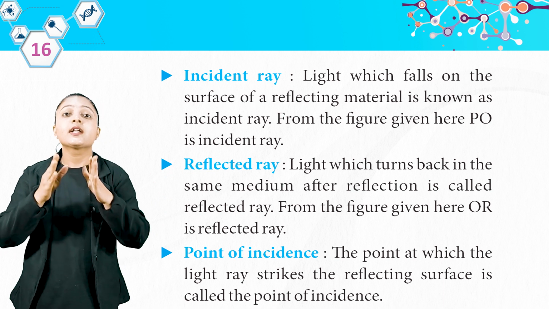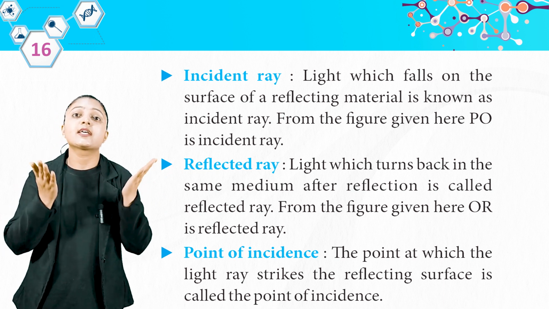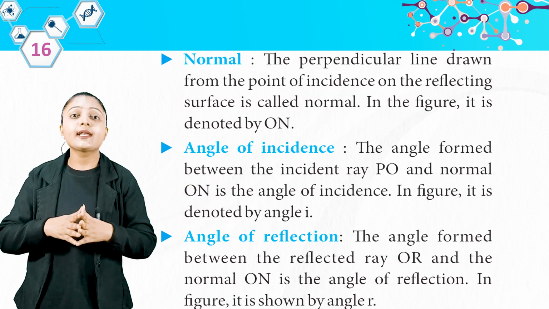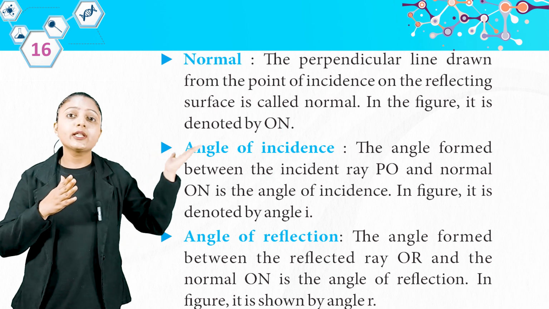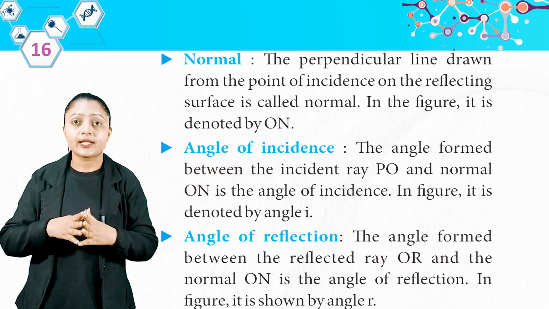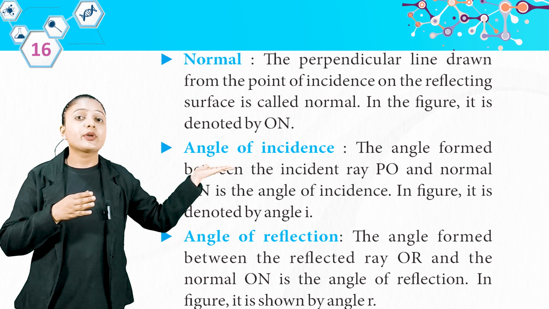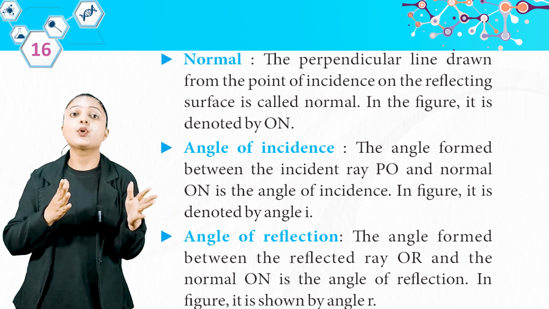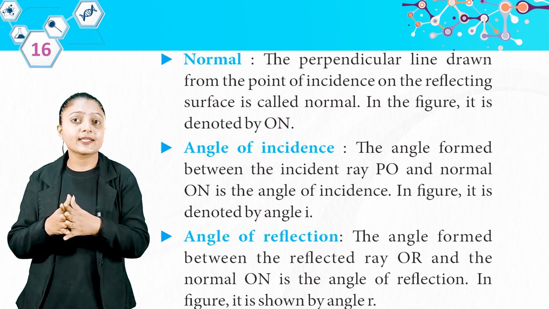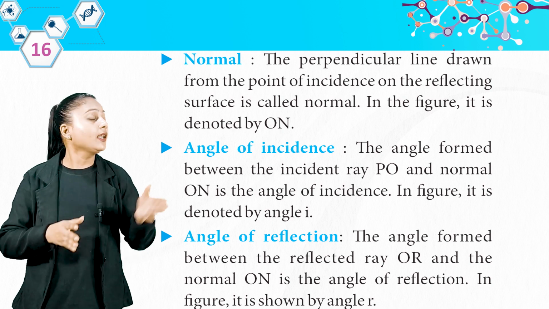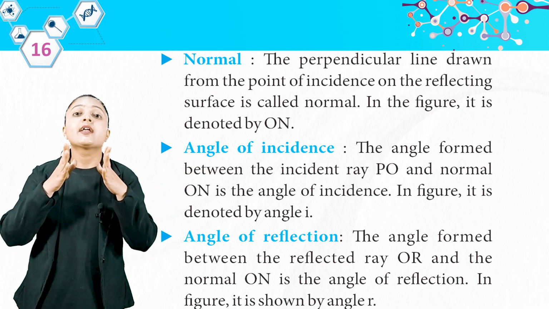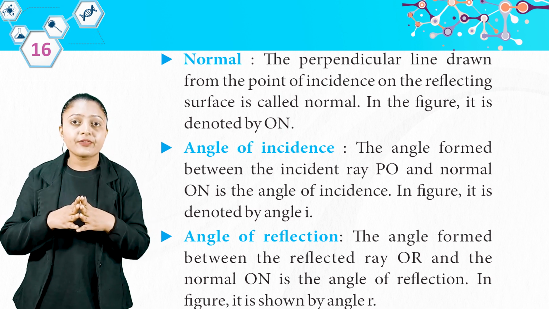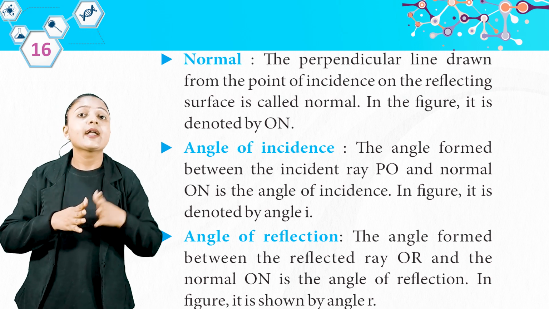Point of incidence. The point at which the light ray strikes the reflecting surface is called point of incidence. Normal. The perpendicular line drawn from the point of incidence on the reflecting surface is called normal. In the figure, it is denoted by ON. Angle of incidence. The angle formed between the incident ray PO and the normal ON is the angle of incidence. In the figure, it is denoted by angle I. Angle of reflection. The angle formed between the reflected ray OR and the normal ON is the angle of reflection. In the figure, it is shown by angle R.